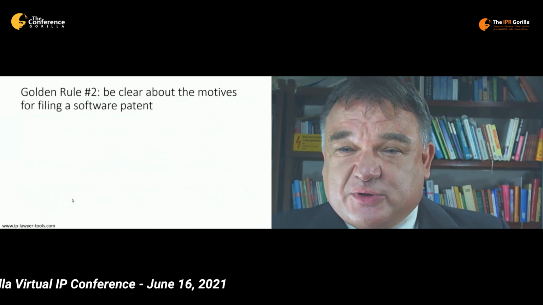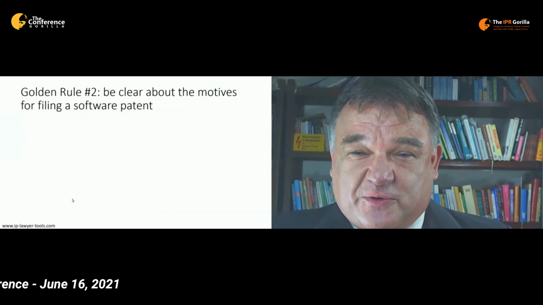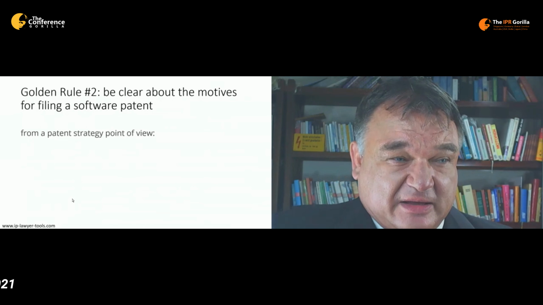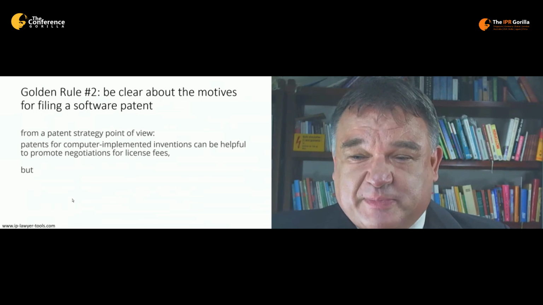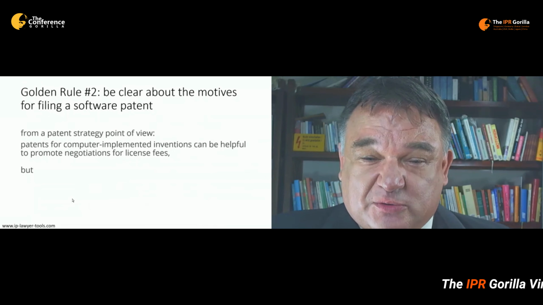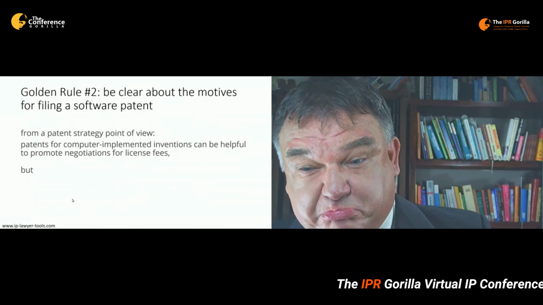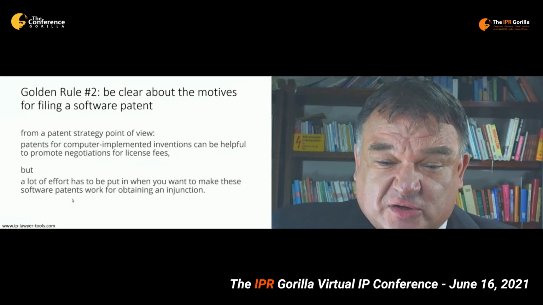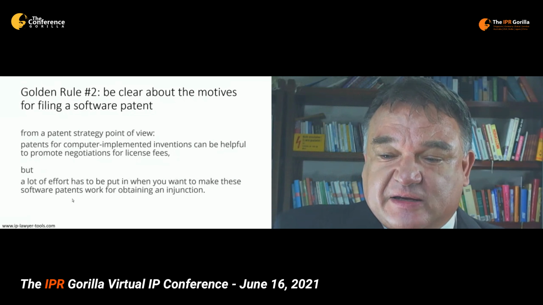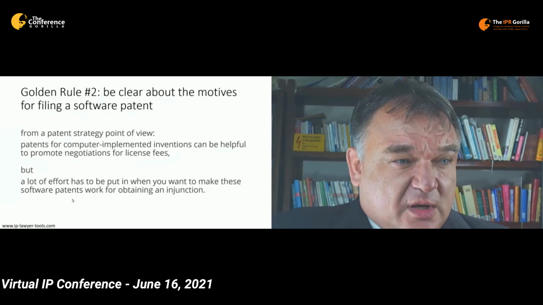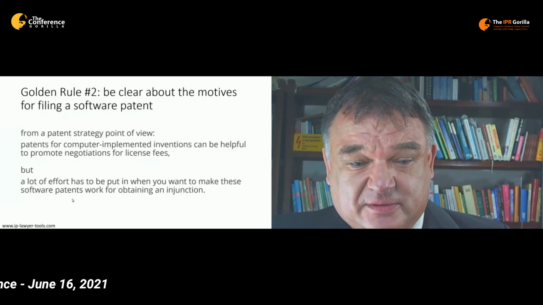Golden rule number 2 is to be clear about the motives for filing a software patent. And I talk about the patent strategy point of view. Patents for computer implemented inventions can be helpful to promote negotiations for license fees. But a lot of effort has to be put in when you want to make these software patents work for obtaining an injunction. That's a real problem.